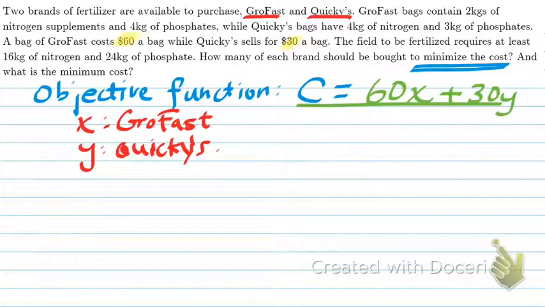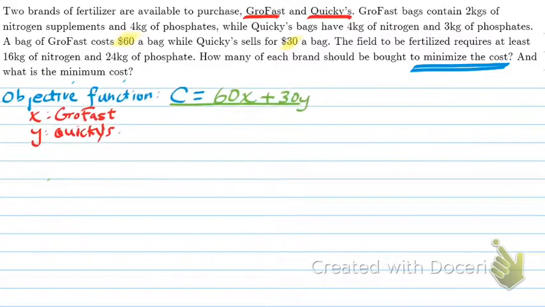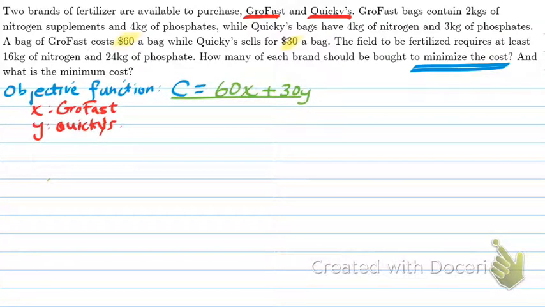So let me give myself some room here now that we have those. Let me just shrink this text. There we go. Alright, so this is the hard part, is to figure out our restrictions. Let's take a look here. Our field needs 16 kilograms of nitrogen at least. So more than that's fine, but we got to have at least 16 kilograms of nitrogen, and we got to have 24 kilograms of phosphate.